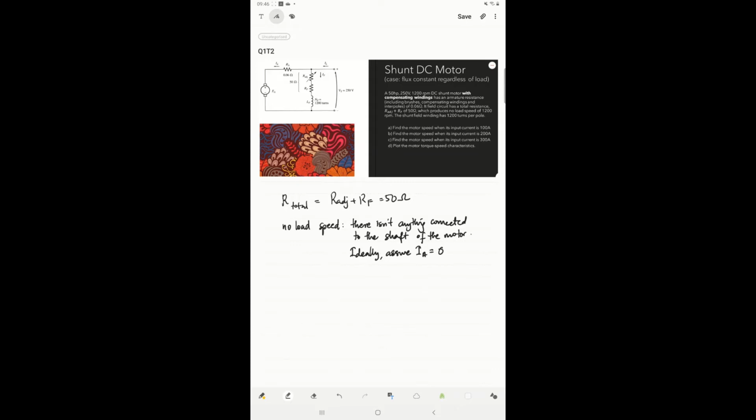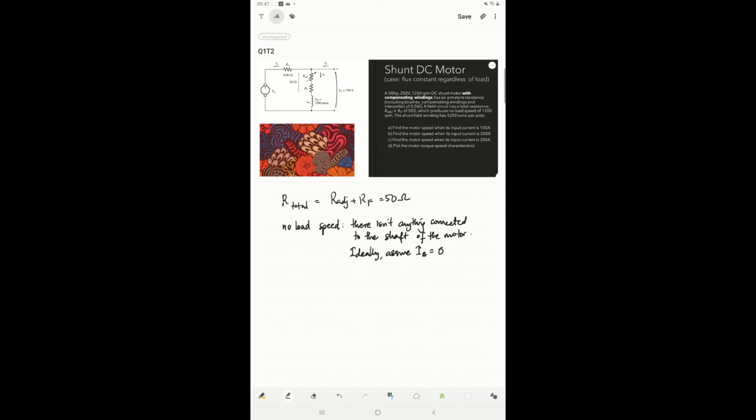Okay, so now it also says that the shunt field winding has 1200 turns per pole. So there is an NF there. In this case, since we don't have armature reaction because of the compensating winding, we don't really have to calculate anything regarding this field winding.